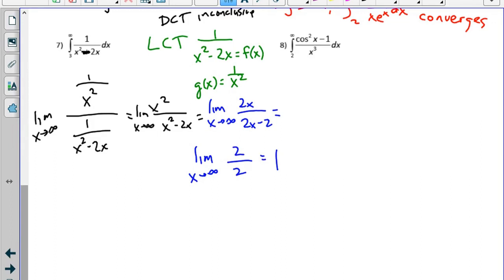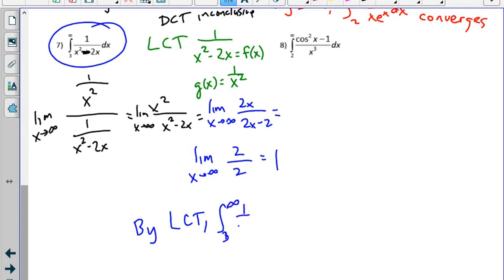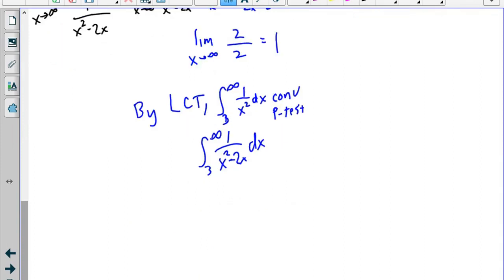Since 1 is not equal to 0 and not equal to infinity, that means that 1 is an actual number that's not 0 or infinity, and therefore we can say by the limit comparison test, since the integral from 3 to infinity of 1 over x squared dx converges by the p-test, then we can say that the integral from 3 to infinity of 1 over x squared minus 2x dx also converges.